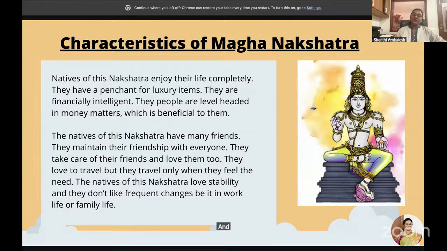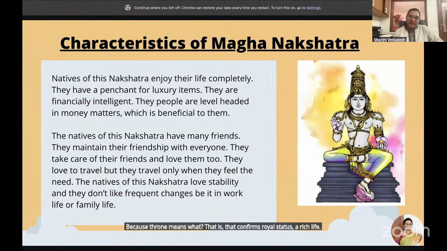And these people enjoy their life completely, because throne means what? That confirms royal status, a rich life, a luxurious life. So they enjoy their life completely. They have an attraction towards luxury things, financially very intelligent, and when it comes to money, they plan it very well, very good in planning their financial matters. And they have a lot of friends, and they maintain a very good relationship with all their friends. They take care of their friends and have wonderful relationships.